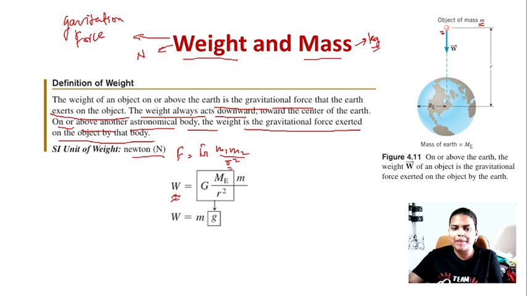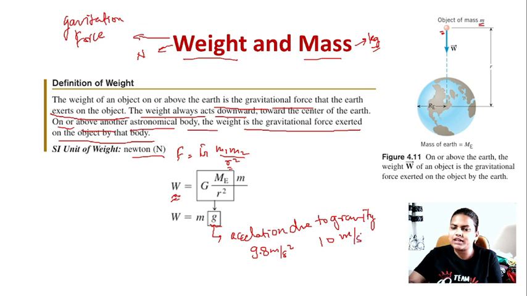Weight is equal to capital G. When calculating for Earth, this is the mass of Earth and r is the distance between the Earth and the point object. When we substitute these values, we get a value known as small g. This small g is known as acceleration due to gravity, and its value is 9.8 meter per second square, or sometimes for ease of calculation we take it as 10 meter per second square.